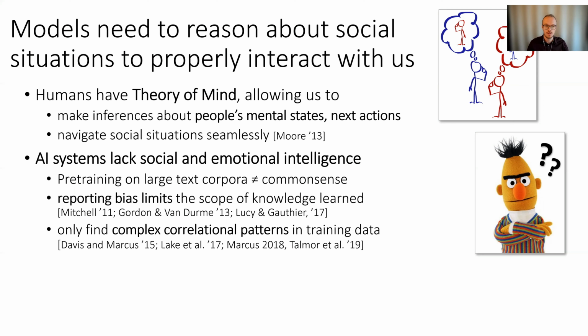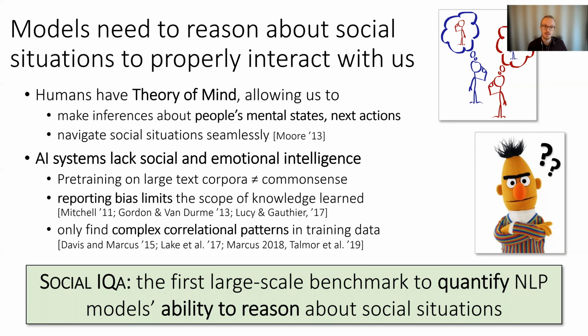Part of this is due to the fact that they are pre-trained on large text corpora, which does not necessarily endow them with common sense reasoning abilities, partly because reporting bias can limit the scope of knowledge that can be learned from static text corpora. These types of models have been shown to only find complex correlational patterns in training data, and they're not really trained to make inferential reasoning decisions. SocialIQA is the first large-scale benchmark to quantify NLP models' ability to reason about social situations.